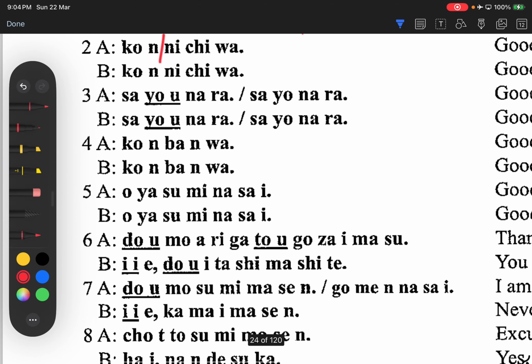Okay, next, konbanwa. Good evening. Next we have oyasumi nasai. Oyasumi simply means good rest. It tells you to go and rest. Nasai is the equivalent of please, but alone it doesn't mean anything. It has to be paired with something like oyasumi nasai. So, please go and rest. Or you can also use it at night, which equals good night.